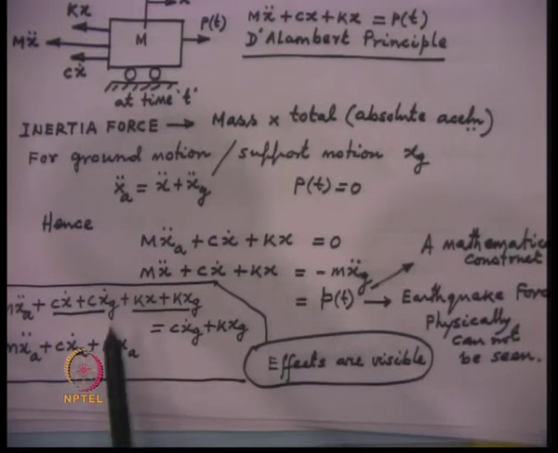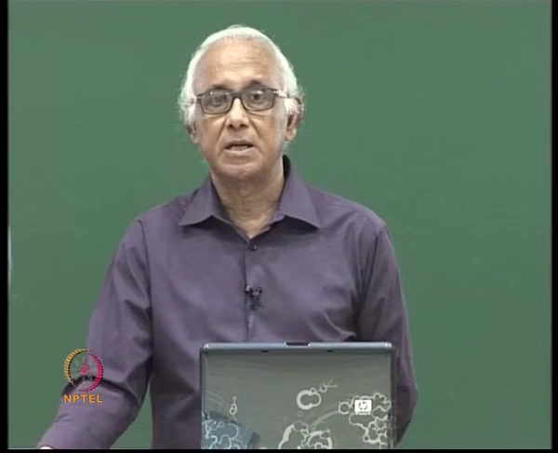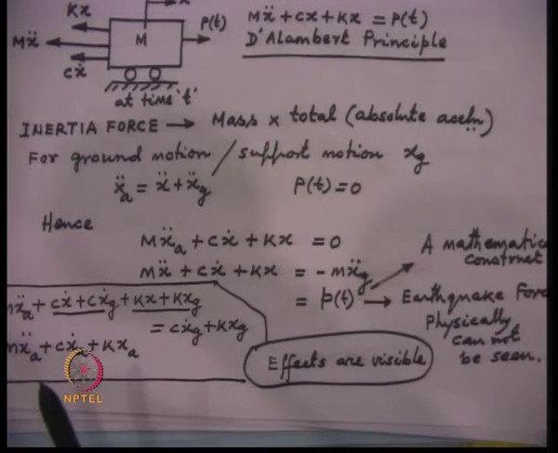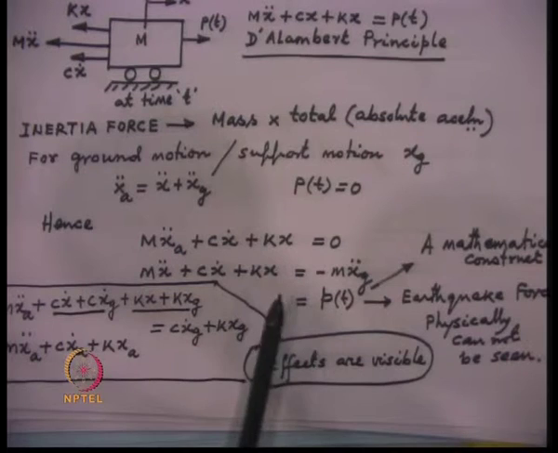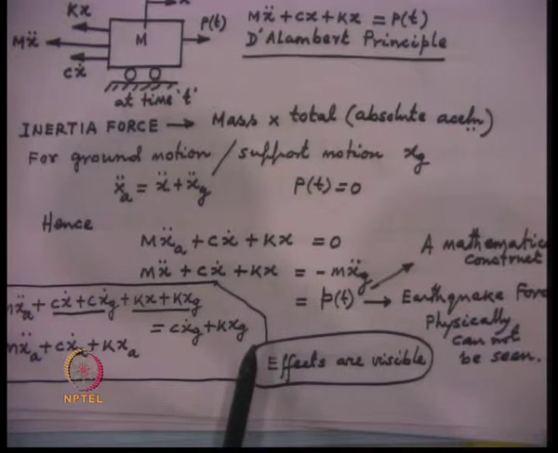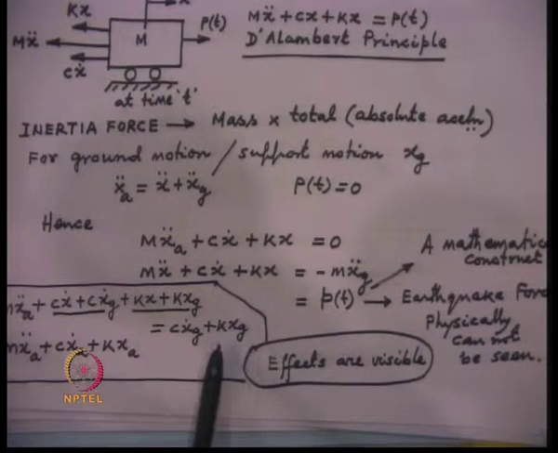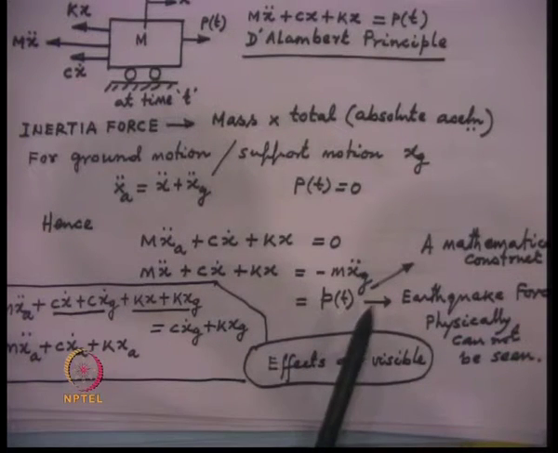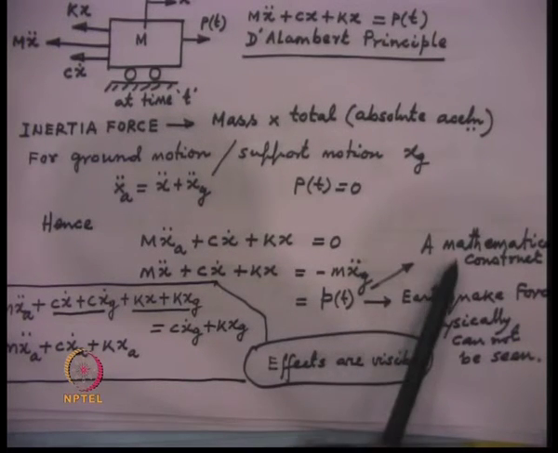So, this effective force P t, that is minus m x double dot g, is called the earthquake force, and this earthquake force is a mathematical construct. It cannot be physically seen, but the effect of this force can be felt or is visible. Therefore, the earthquake force that we talk of is in fact a mathematical construct.